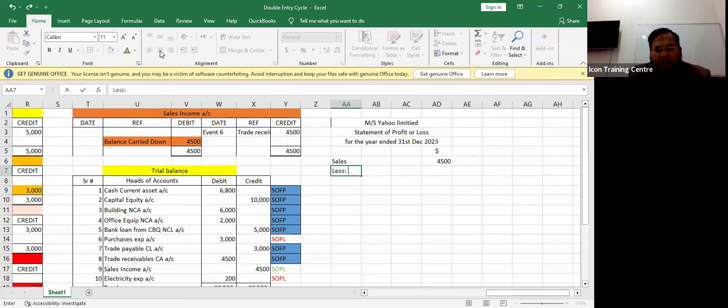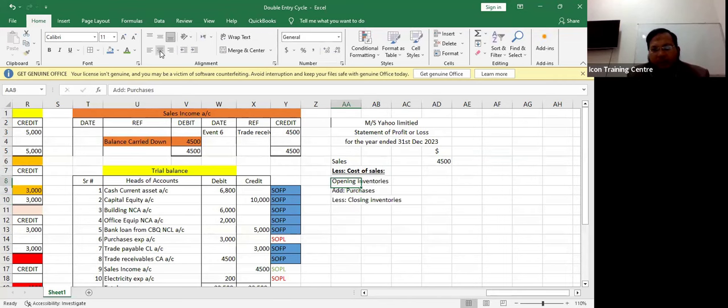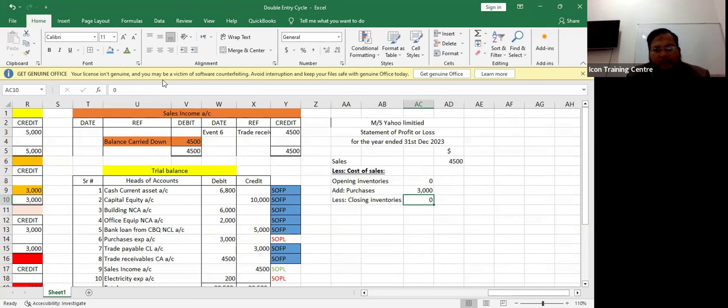Then we subtract our cost of sales. You need to learn this format. It is very simple. And how do we calculate cost of sales? First, we take opening inventory, then we add purchases, and then we subtract closing inventory. That is how we calculate cost of sales. In this particular case, we do not have opening inventory, so zero. We have purchases, and it is 3,000. Again, we do not have closing inventory, so it will be zero. So the total cost of sales will be only 3,000, and you will take it from the total. You will write it within brackets.